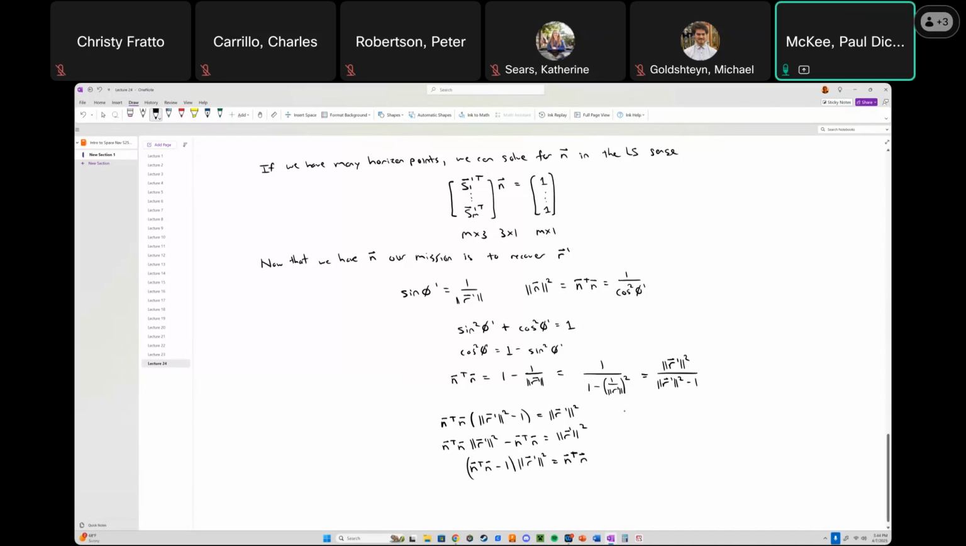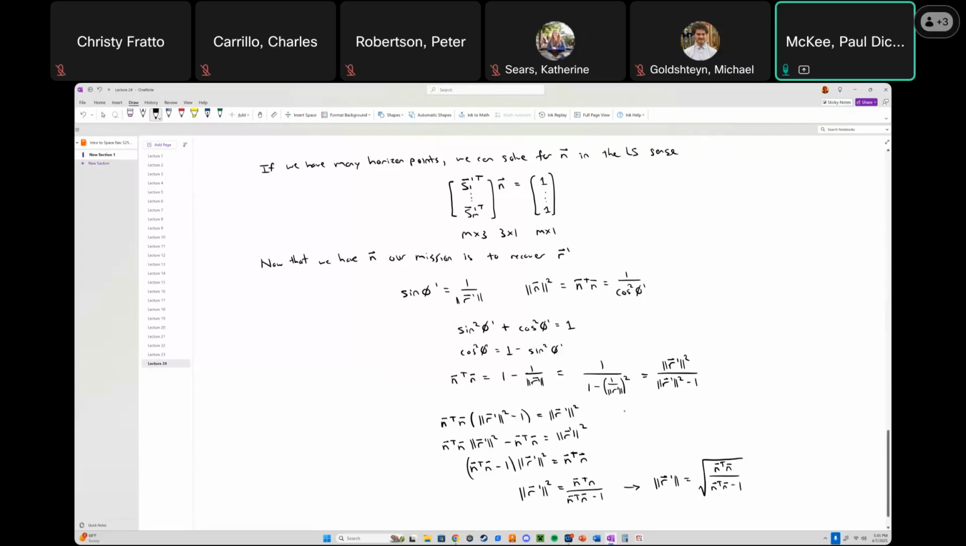Or after some sleight of hand, we get that the norm of r prime squared is n transpose n over n transpose n minus 1, which we can just square root. So we get that the norm of r prime is the square root of n transpose n over n transpose n minus 1.